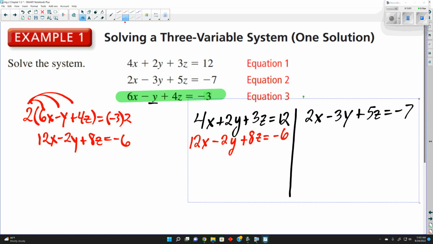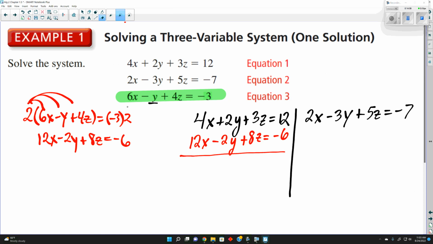Any questions on this here? Now, here, we do have the y values the same, so we're going to be able to eliminate those. So do y'all have this written down? We're good? Y'all are all caught up to this point, yes?